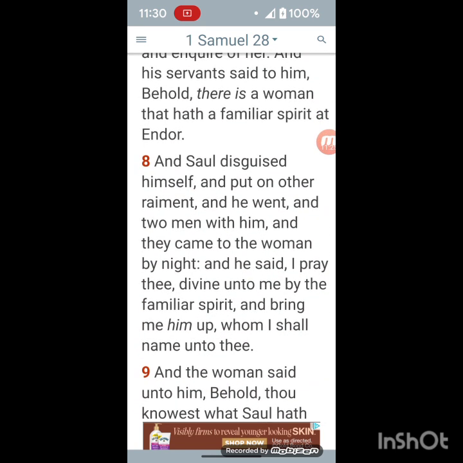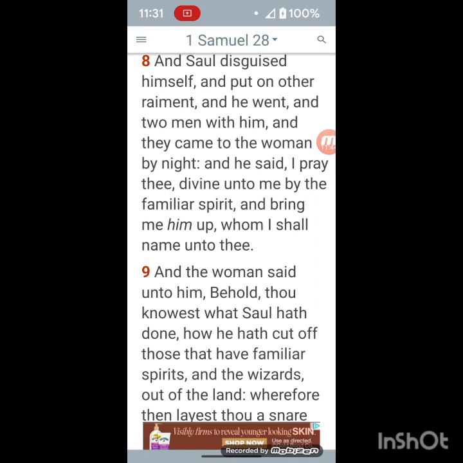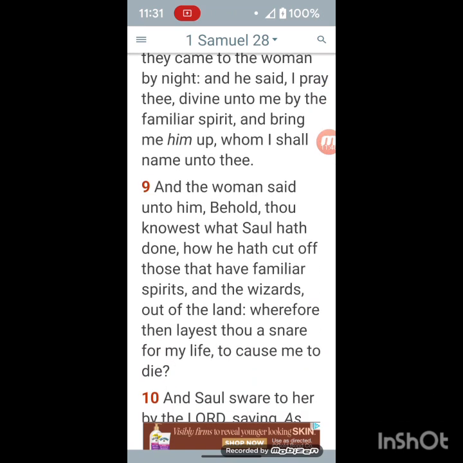Okay. Verse 8, and Saul disguised himself and put on another raiment, and he went, and two men with him, and they came to the woman by night. And he said, I pray thee, divine unto me by the familiar spirit, and bring him up, whom I shall name unto thee. And the woman said unto him, behold, thou knowest what Saul hath done. He hath cut off those that have familiar spirits and the wizards out of the land.